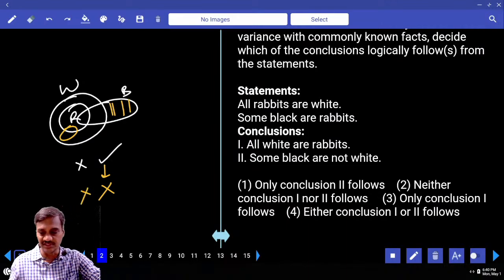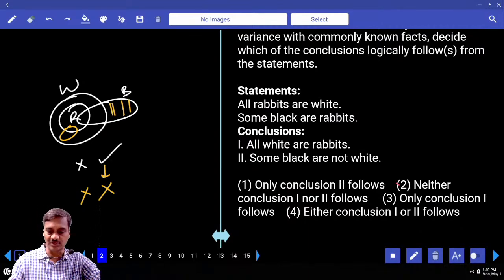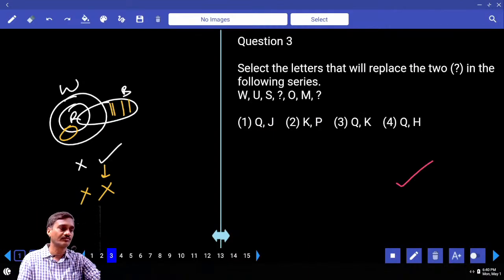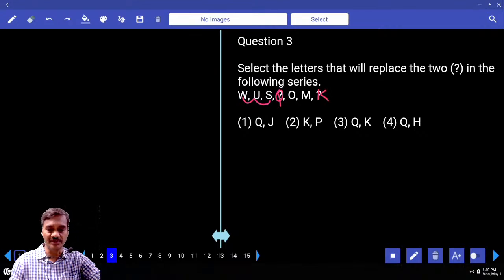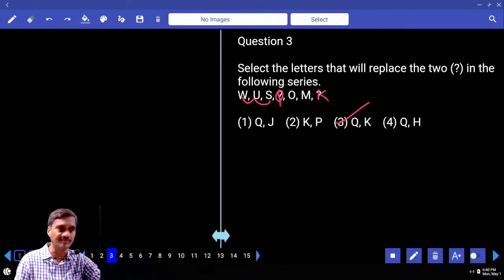Then what is your answer? Neither one, nor two. Choice 2, question number 2. Clear? Then coming to question number 3. My third one: W and U minus 2, U minus 2, Q, O, M minus 2, K. Q and K, choice 3, question number 3.